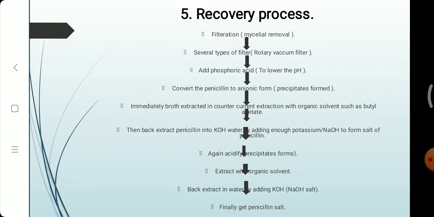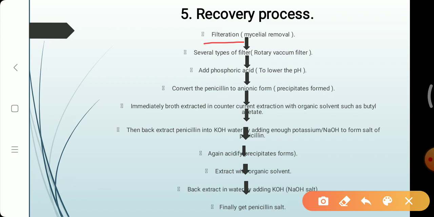In the recovery process, first of all, we go for the filtration step. In the filtration step, we use a special type of filter, the rotary vacuum filter. Rotary vacuum filters are situated in a completely sterile condition, because here we are dealing with the antibiotic penicillin. So we avoid the chances of contamination, and we use this special type of filter to remove the fungal mycelia.